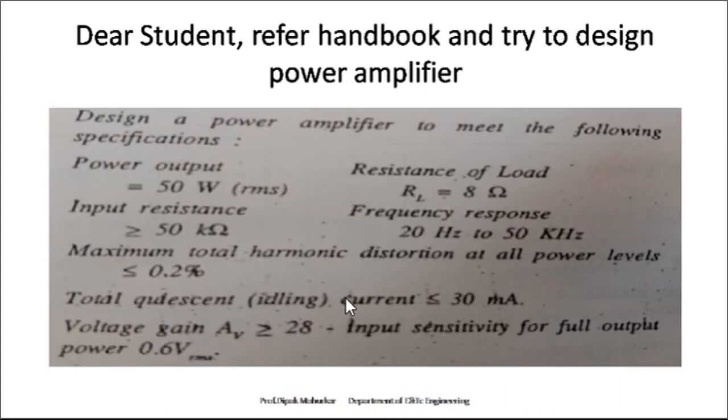The problem statement for the power amplifier is like this: design a power amplifier to meet the following specifications. Power output is 50 watt, resistance of load is 8 ohm, input resistance is greater than or equal to 50 kilo ohm, frequency response is 20 hertz, and maximum total harmonic distortion at all power levels is less than or equal to 0.2%.